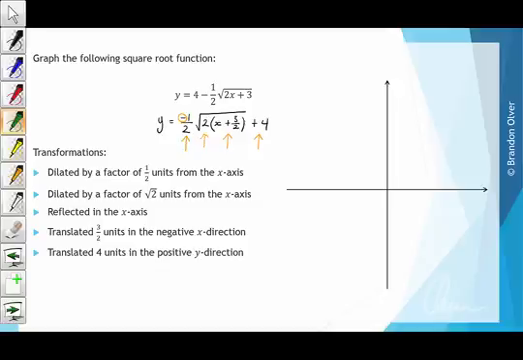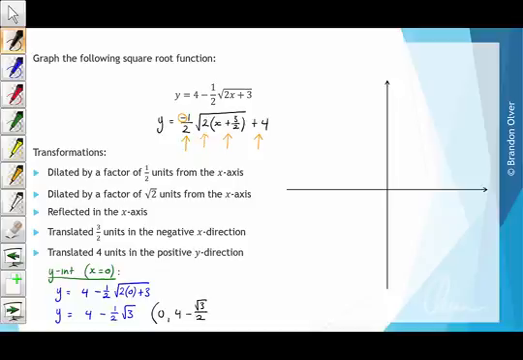So next we can find the y-intercept, if there is one. The y-intercept occurs when x equals 0. So when x equals 0, we have y equals 4 minus 1/2 times the square root of 2 times 0 plus 3. Therefore, y equals 4 minus 1/2 times the square root of 3. And that gives the y-intercept at x equals 0, y equals 4 minus √3/2.